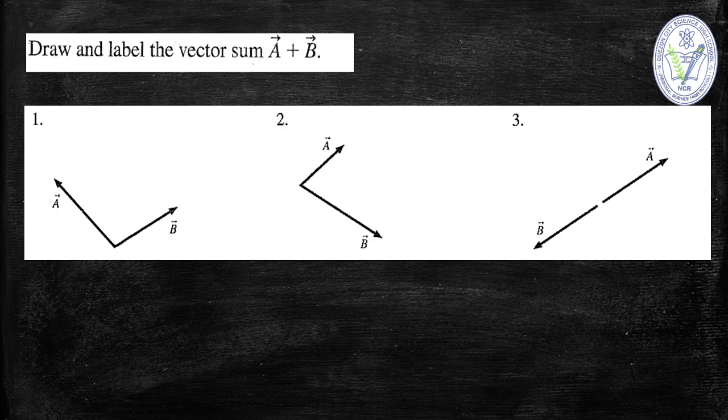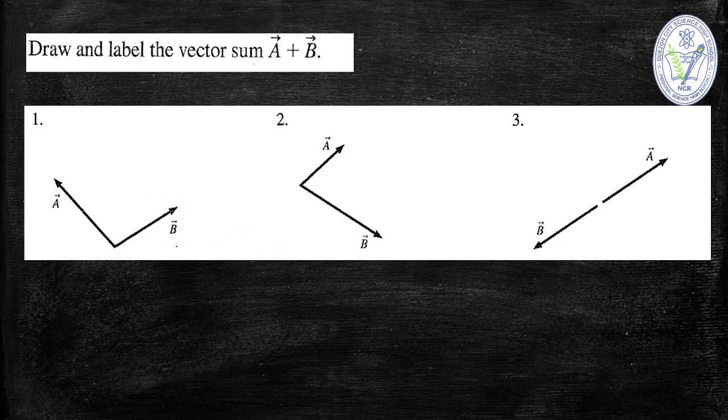Now let's put that expression into application. Draw and label the vector sum A plus B. So we have three figures, and we will graphically decipher vector C.